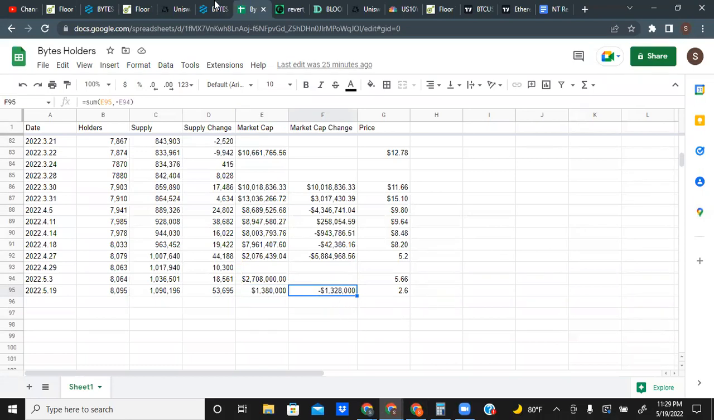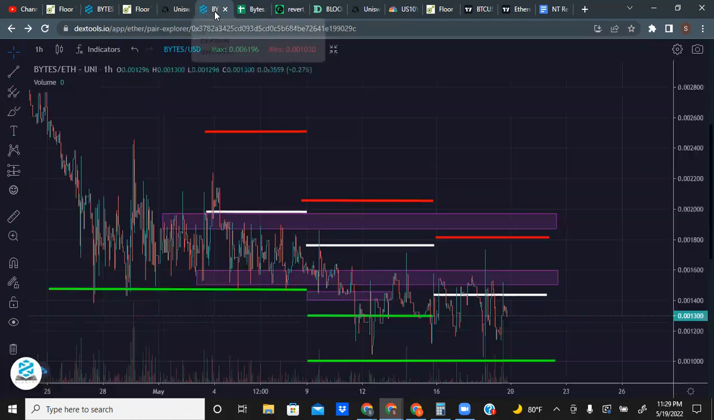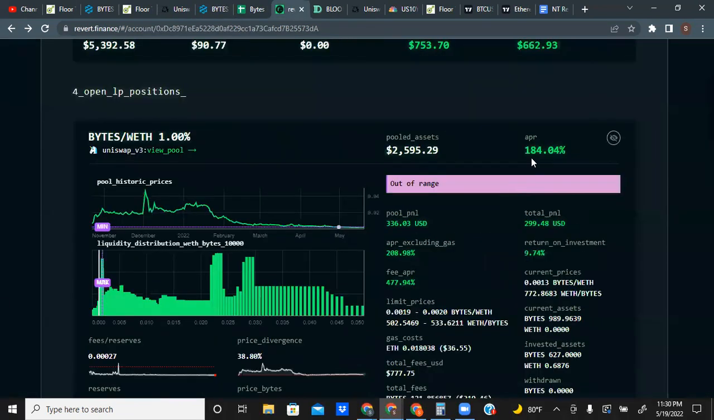Market cap's going lower. All right, so moving on to the Bytes to Ethereum ratio. Pretty similar chart where we've just been going sideways over the past 6 days here. And just to update on my liquidity pool positions, I've had this higher range liquidity pool position, which really hasn't done much. At the beginning it did very well. The APR was like 1,000 something. But obviously, since we're below that now, there's just no fees. So it went from the thousands to 184.